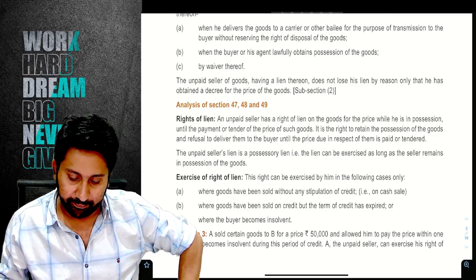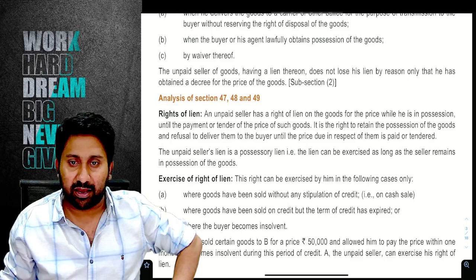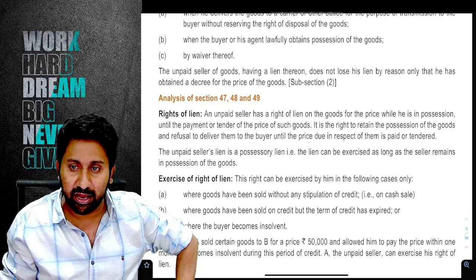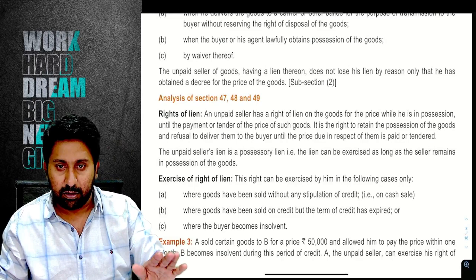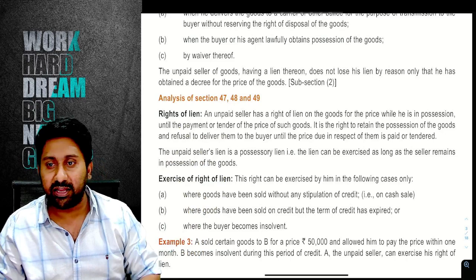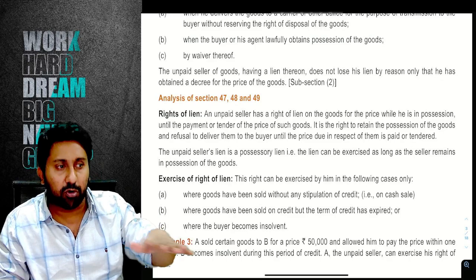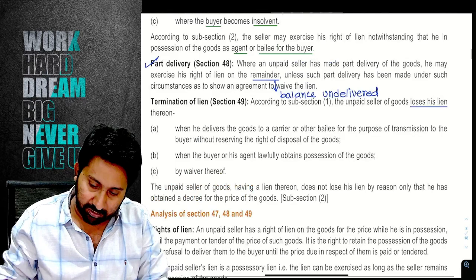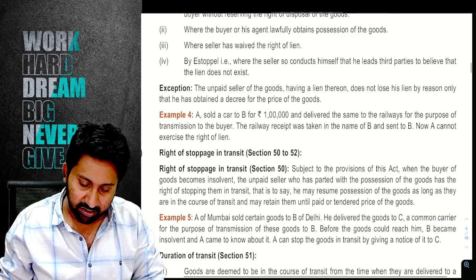Sir, the price is disputed. You say I am unpaid 1 lakh, but I say that I only have to pay 80,000. Now there is a dispute going on. That means even during the dispute, I can exercise the lien. I will still have the lien. The unpaid seller having lien thereon does not lose his lien by reason only that he has obtained a decree for the price of the goods. That means even if there is a dispute going on with regard to the price, even during that time he can still exercise the lien. Whatever we read now, 47, 48, 49, is just an analysis with some examples they have given.